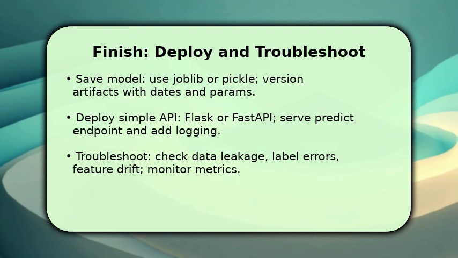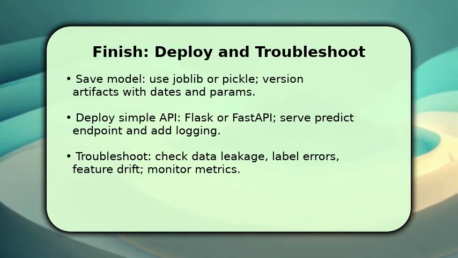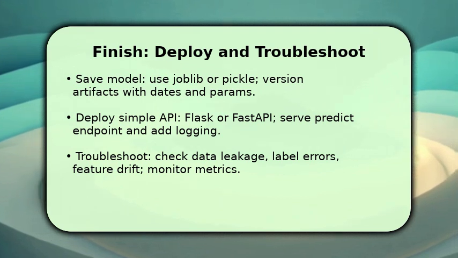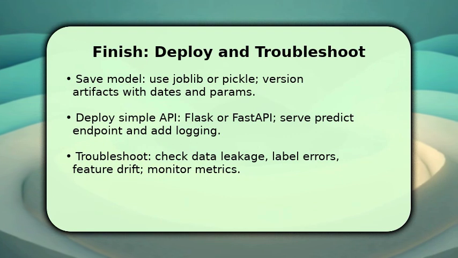If things go wrong, check for data leakage first, then inspect label quality and feature distribution changes, because most failures trace back to input issues.